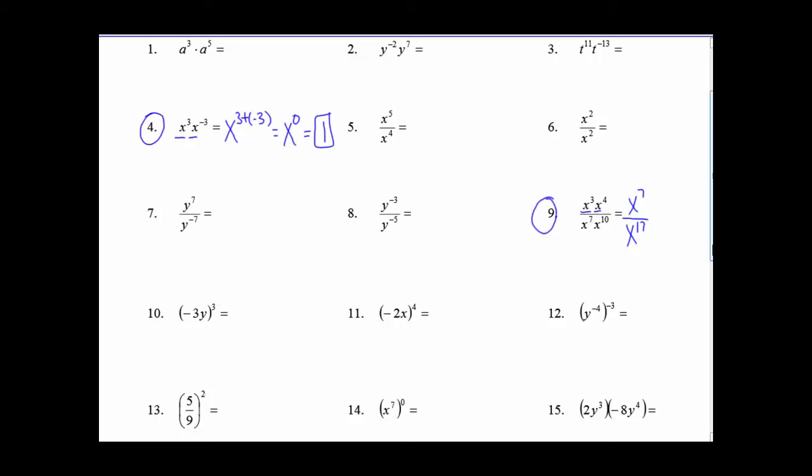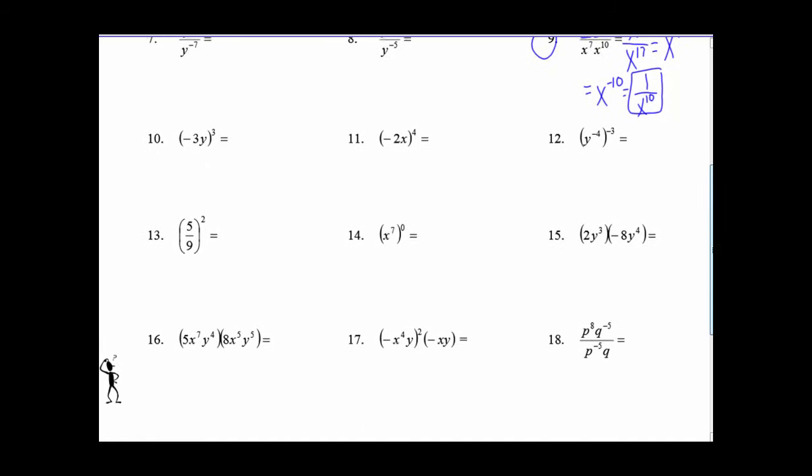Now I have the same base still, and we're dividing, so I can subtract my exponents. This will become x to the 7 minus 17. 7 minus 17 gets me negative 10. So I have x to the negative 10th. Always make sure you have a positive exponent in your answer, so I need to take the reciprocal. So I should end up with 1 over x to the 10th. Jumping down to number 17.